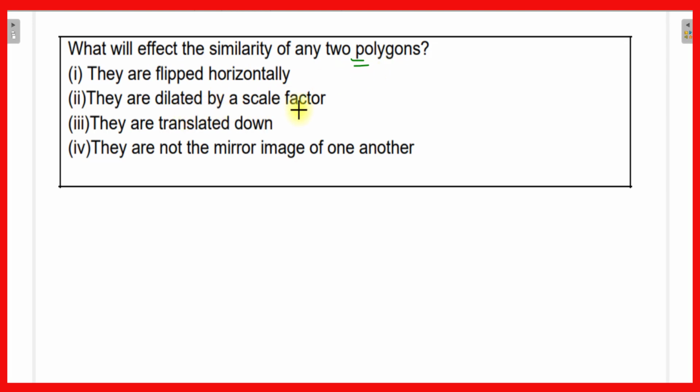If they are dilated by the scale factor, dilated means reduced. If they are reduced by the scale factor, it means both are reduced in the given scale factor. In the previous question, the scale factor was 1:4, and if they are reduced, their dimensions are reduced in the 1:4 ratio only, then also it will not affect the similarity of any two polygons.